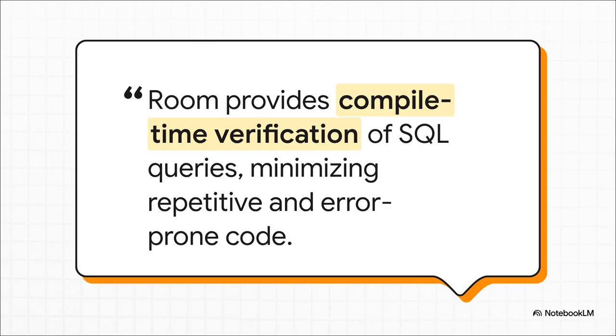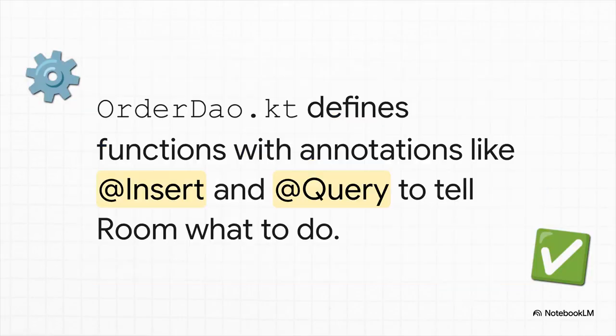Room completely eliminates that problem. It actually checks your SQL queries when you're building the app at compile time, not later when it's running. It finds those mistakes before they ever get to your users. It's a lifesaver. And look how simple the code becomes because of that. All we do is create this interface, our order DAO, and we just declare what we want to do.